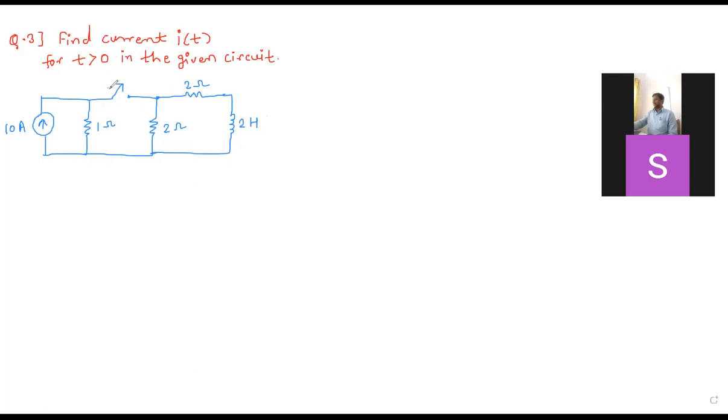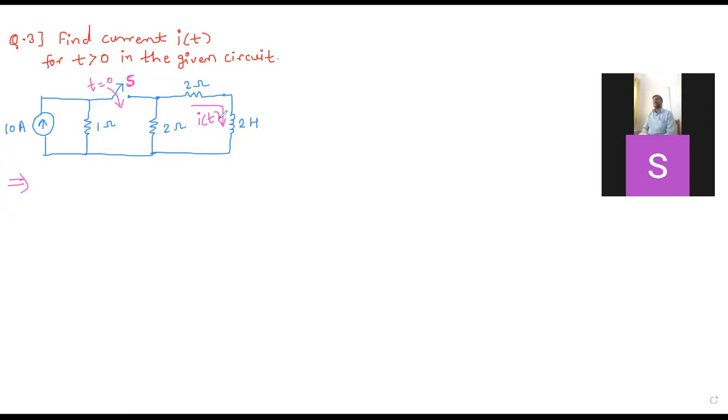The switch S is closing at time t equal to 0, and the current passing through this branch, that is I of t, you have to find for t greater than 0. So how to start this example? First of all, observe which response you have to find out. That is the current I of t, in the branch that is mentioned. Second, the status of the switch position. The switch is closing at time t equal to 0, and after closing you have to find the response.